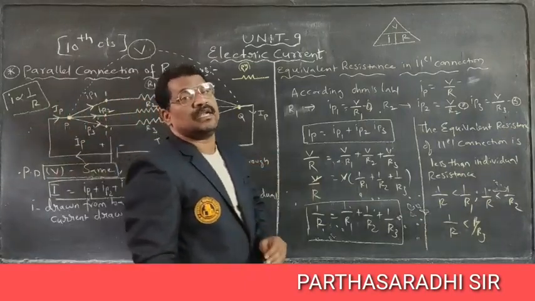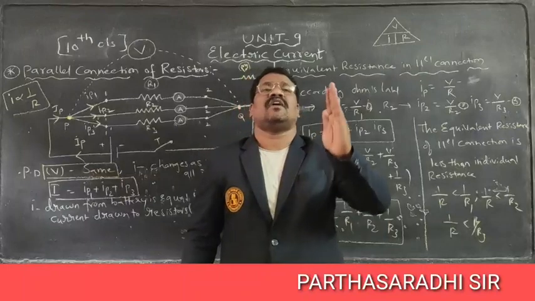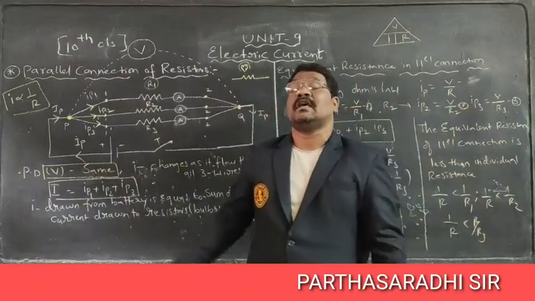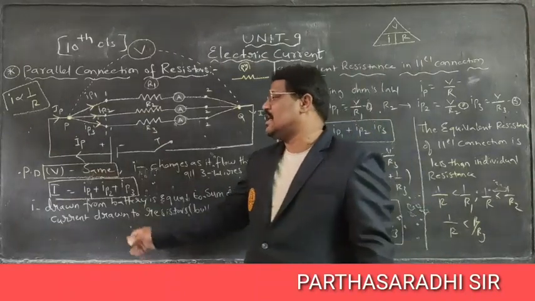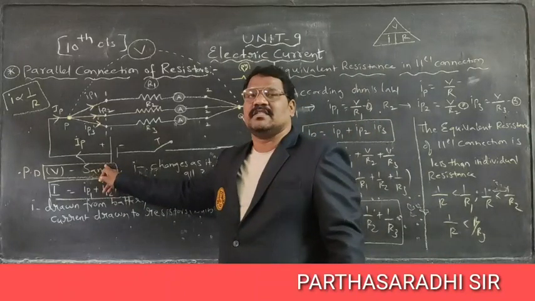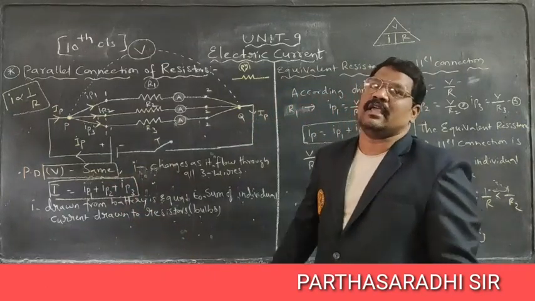Whereas in series connection, the total potential difference is equal to the sum of the individual potential differences, and current flow remains the same. But here, the potential difference remains the same, while the current flowing through the circuit varies.